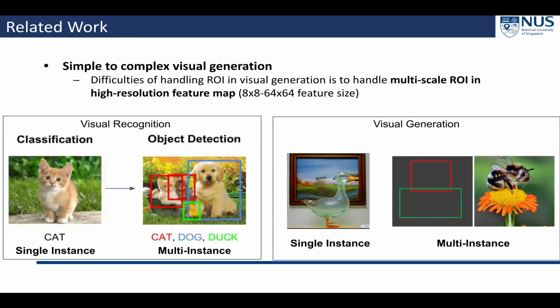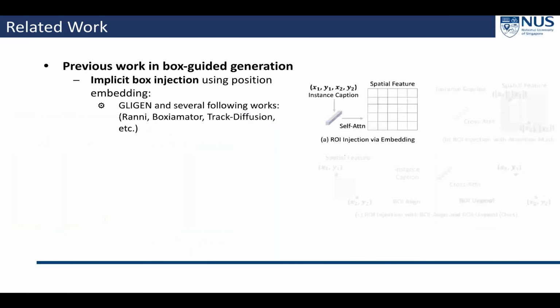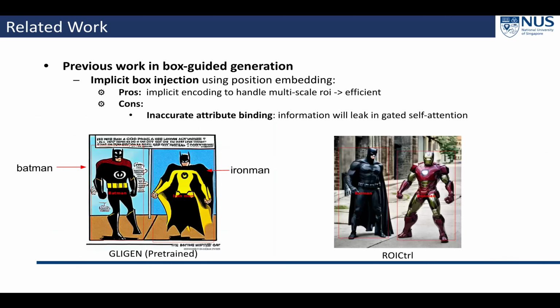The difficulty in handling ROI in visual generation, compared to object detection, is handling multi-scale ROI in high-resolution feature maps, up to 64 by 64 feature size. Previous work in box generation has two different approaches. The first is implicit box injection using positional embedding. The representative work is GLIGEN and several following works like Ranni, BoxDiff, and TrackDiffusion.